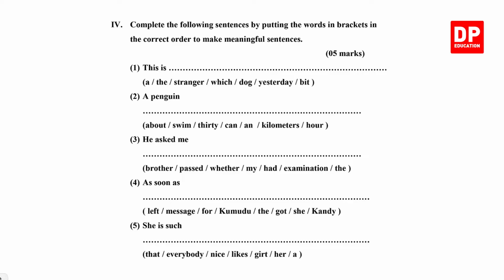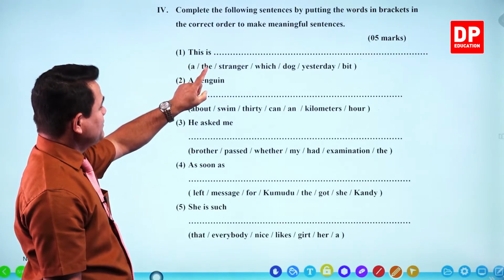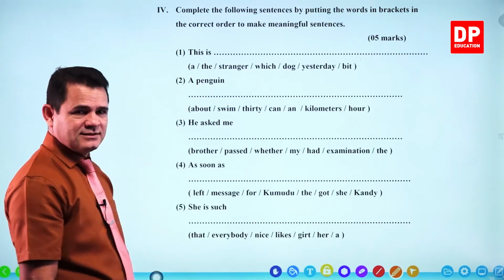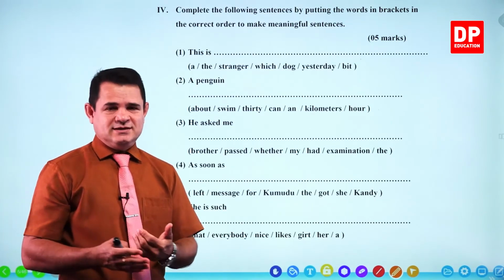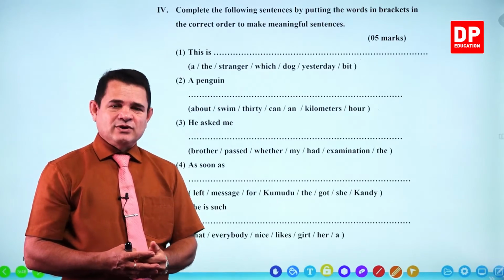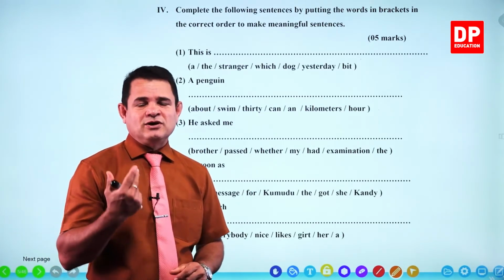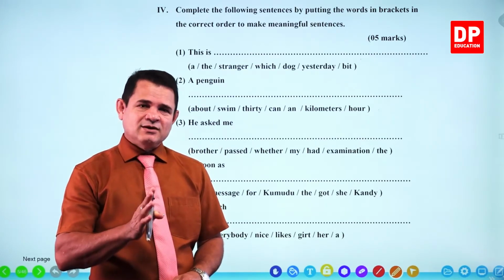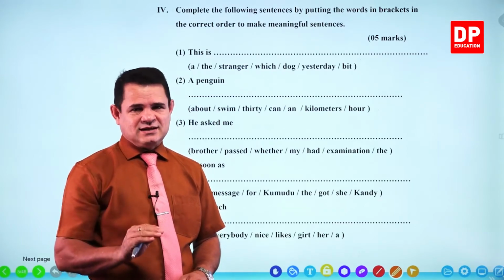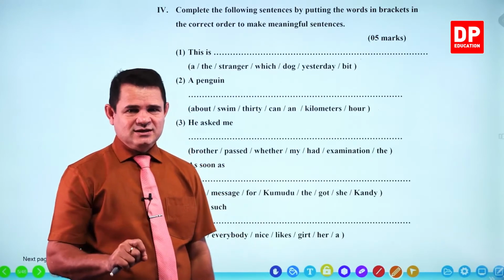Complete the following sentences by putting the words in brackets in the correct order to make meaningful sentences. That's another one, then on a grammar test, to see whether you can construct meaningful sentences. The words are given but not in order, jumbled, mixed up. You have to reorder them and construct a complete sentence.